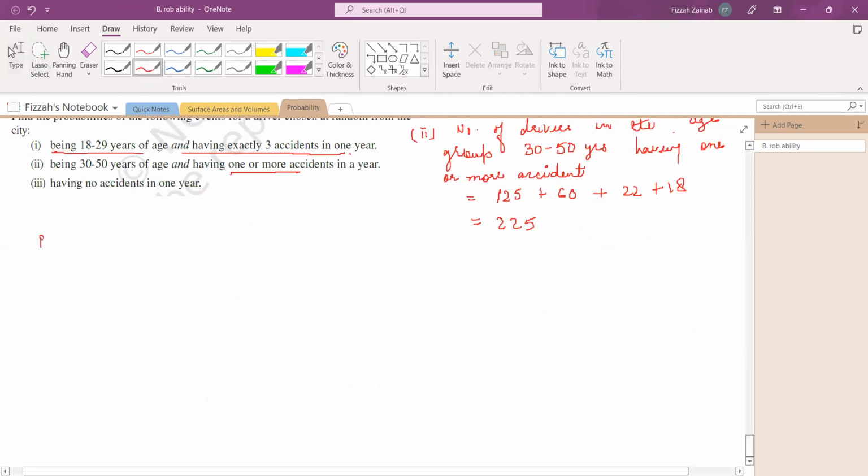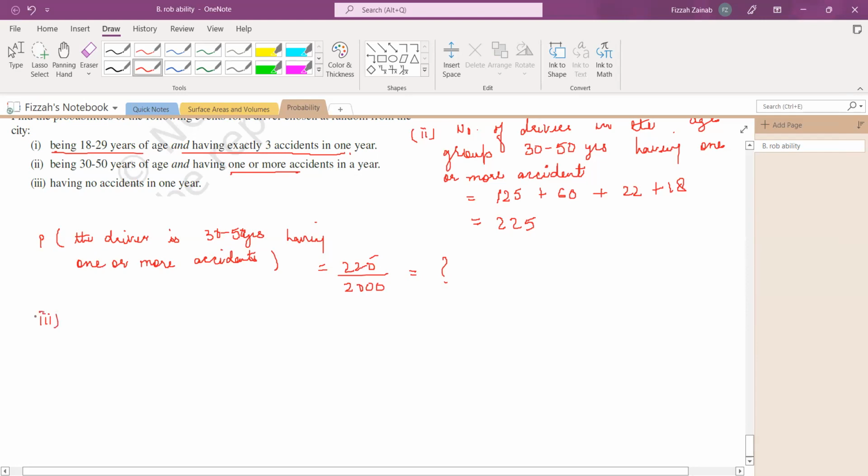So the probability that the driver is 30 to 50 years, having 1 or more accidents, right? So this will be equal to 225 divided by the total number of drivers, which is again 2000. So just find the answer. I'm leaving it for you, right? Okay, ma'am. Okay. Now the third one, having no accident in 1 year.